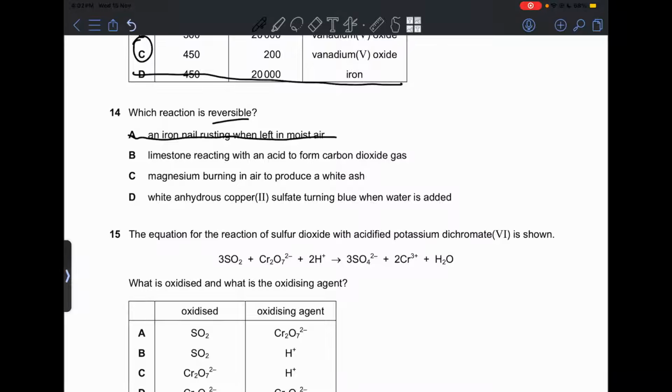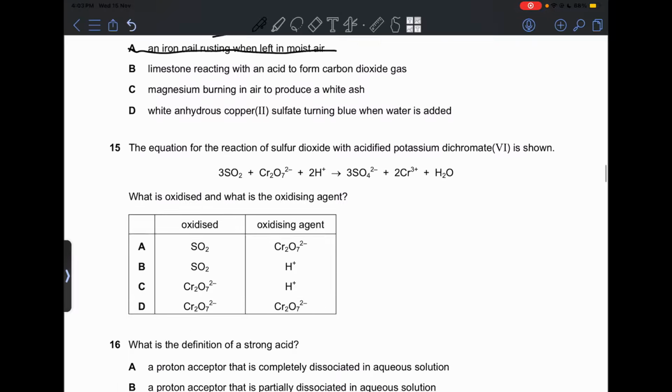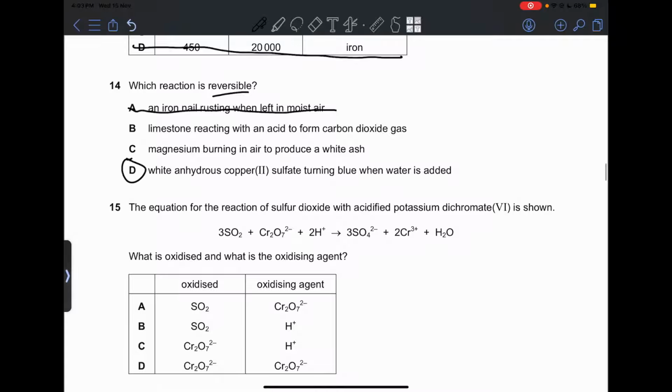D says white anhydrous copper 2 sulfate turning blue when water is added. This is actually a reversible reaction, because we know that anhydrous copper 2 sulfate turns blue when there's water. So when it's hydrated, you can return it back to its original state, which is anhydrous, by heating it. So you'll still have your powder, and there's no new product formed. So our answer is going to be D.